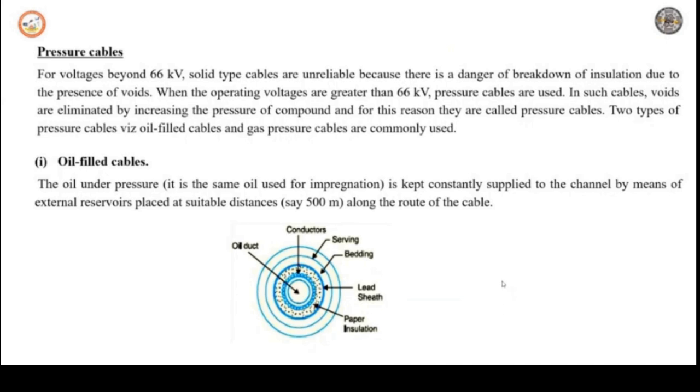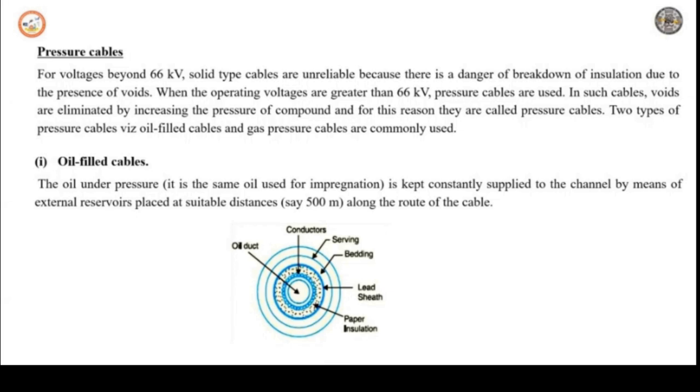Let us start with today's class with pressure cables. The pressure cables are actually nothing but super-tension cables. The first one under pressure cables is the oil-filled cable. You can look at the diagram.